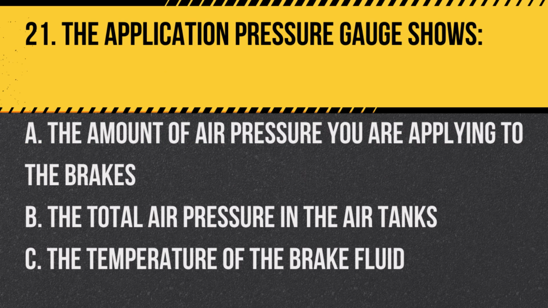Question 21. The application pressure gauge shows A. The amount of air pressure you are applying to the brakes. B. The total air pressure in the air tanks. C. The temperature of the brake fluid. Answer. A. The amount of air pressure you are applying to the brakes. It indicates how hard you're pressing the brake pedal.